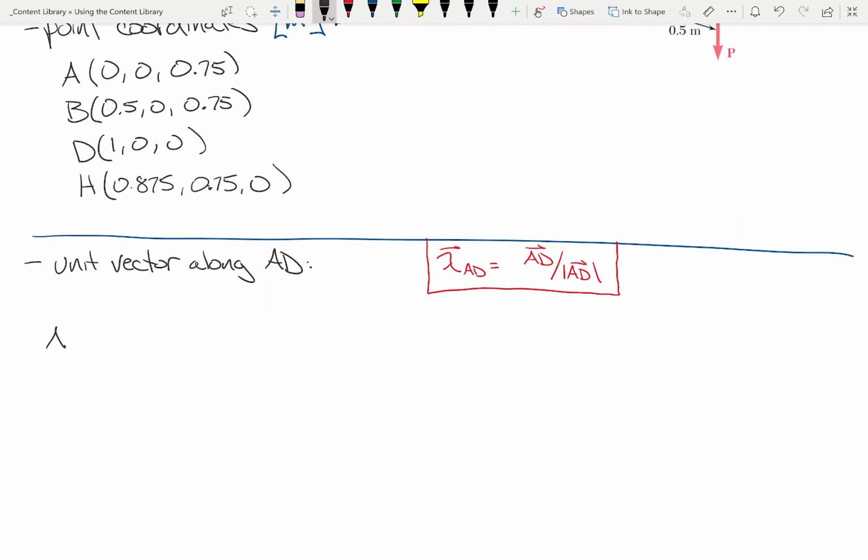So how do we get AD? We say, all right, we have the coordinates of D and the coordinates of A.